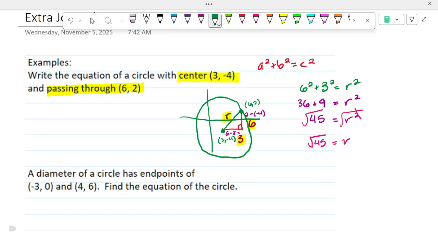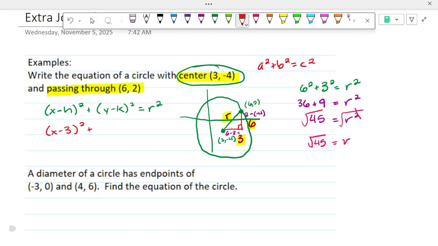But, all right. Now that we got our r, we can put it into our standard form formula. Remember, that's x minus h squared plus y minus k squared is equal to r squared, where (h, k) is the center and r is the radius. Given my center, which is 3, -4, how would I write the left side of my equation? So x minus 3 squared.